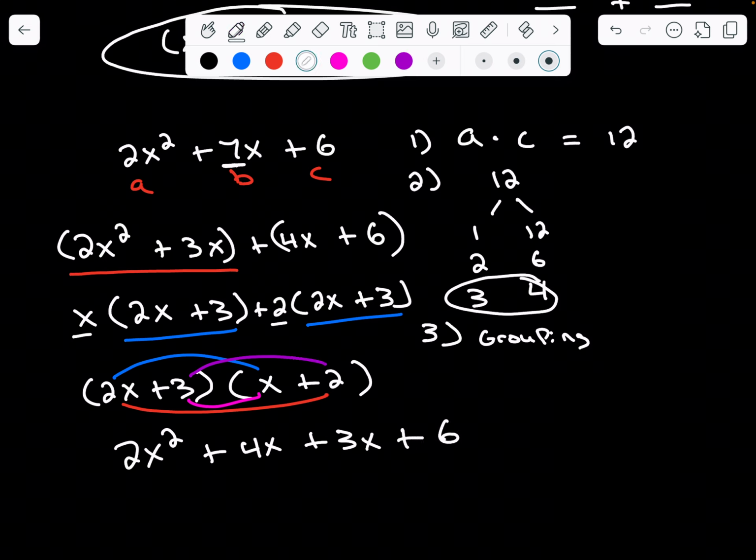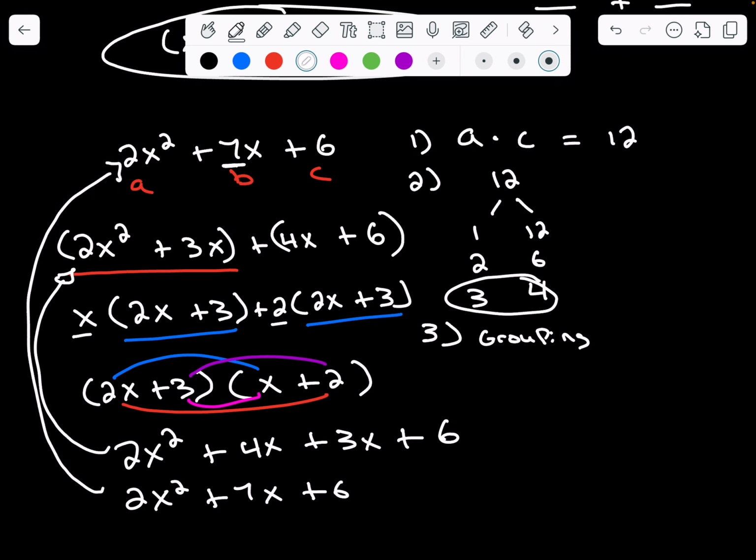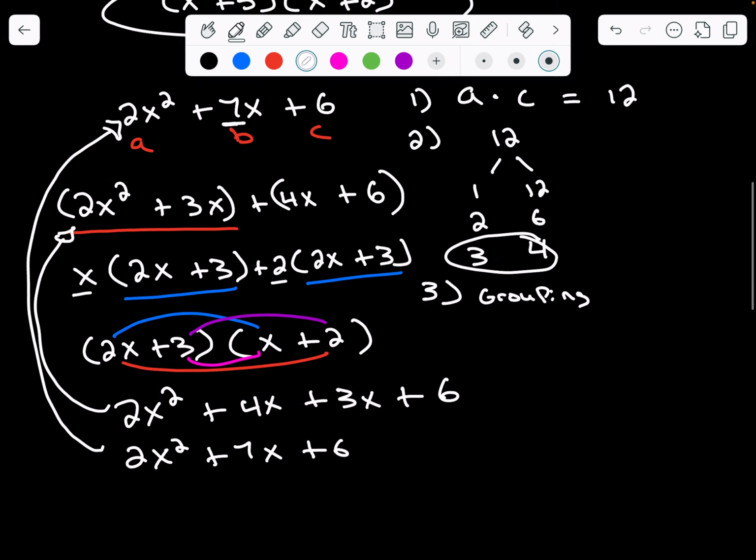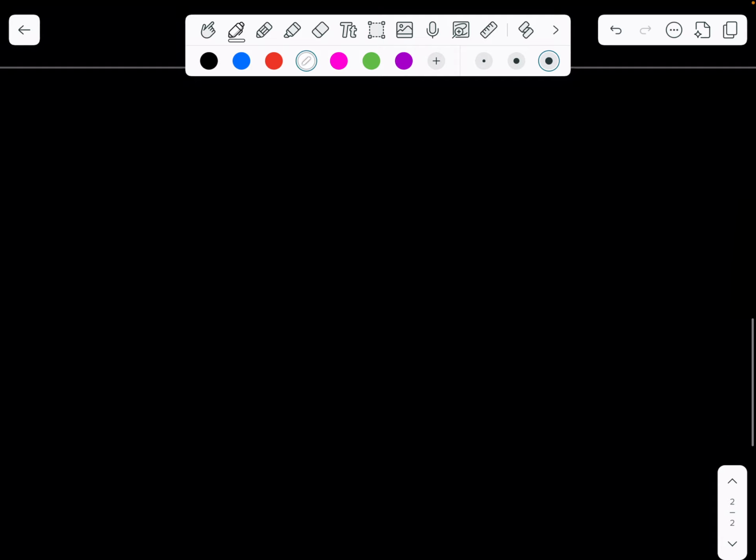So if we do simplify this, we do have the same thing that we have here. If we simplify this, 2x squared plus 7x plus 6, we know that we have the same thing here, so we know that that works perfectly. And that's it in 3 steps. So let's go down, let's do another one.